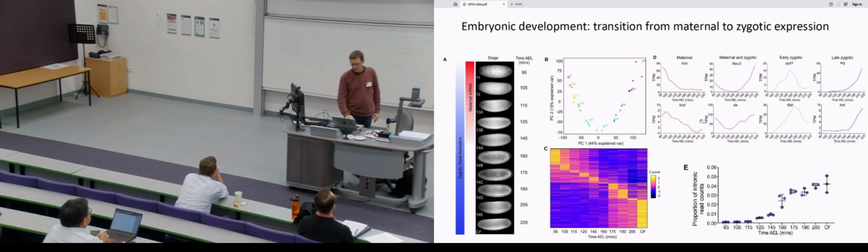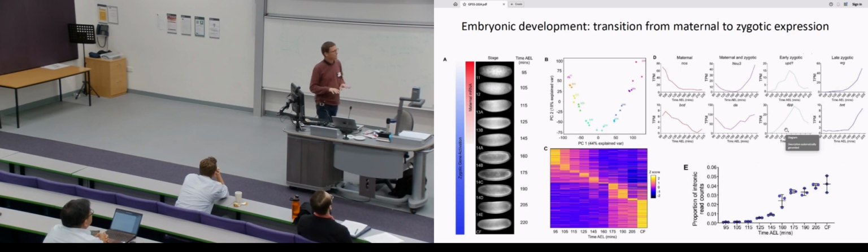And here I've got 8 genes along the top, and this one at the top left is maternal. It goes high and then goes low. Some of them go up and then down, so early zygotic, late zygotic. So you get all these different patterns. And we're going to study the zygotic ones.